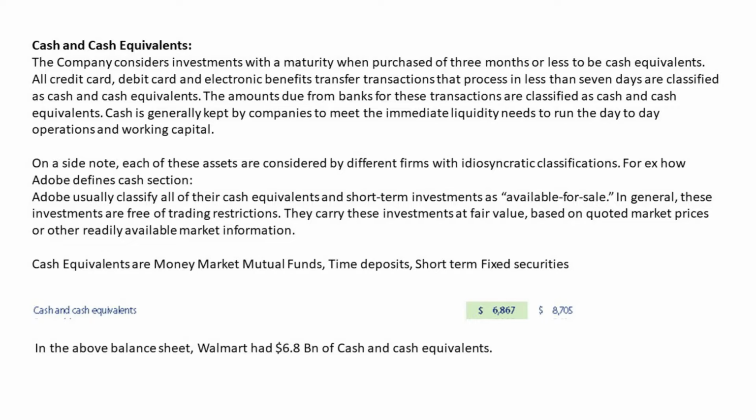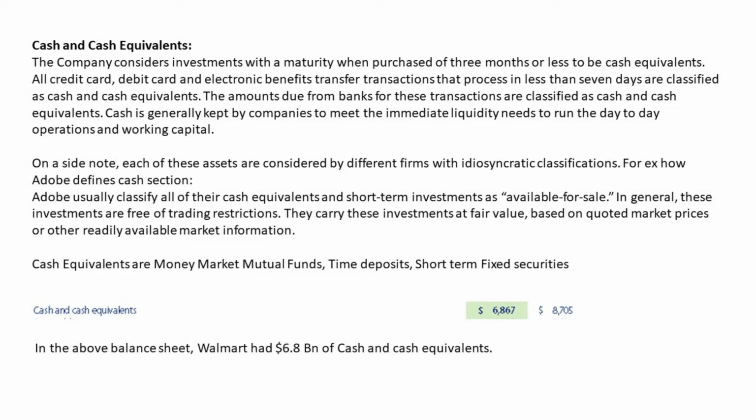So in Walmart's case, all credit card transactions, right? Typically it's all point of sale, credit card, debit card and electronic e-transfers, which are done as part of transactions at point of sale or even online, that process within 7 days are classified as cash and cash equivalents. The amounts due from banks for these transactions are classified as cash and cash equivalents. So typically bank settlement takes, after we do the debit credit transactions or even checks or any other electronic means, anywhere between 7 to 15 working days to settle. So they are classified as cash and cash equivalents.